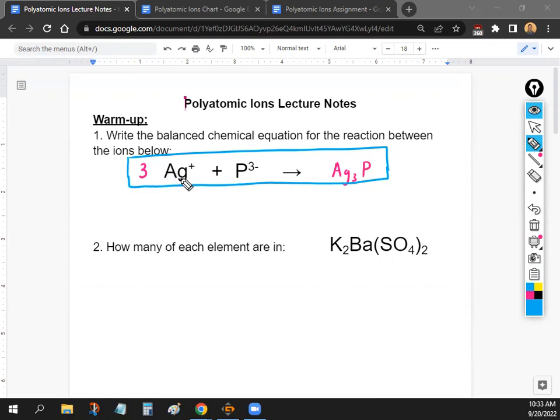Because you need 3 total Ags to balance out the P. So let me draw it out just to kind of help you guys visualize. If there's a 3 in the front, it means that there are 3 individual Ags kind of just hanging out like this. Okay. And then for P, you got a P3 minus. But when you write them together like this, that means they have combined together to create Ag3P. So there's 3 of them combined, and it's combined with the P right here. So this is one molecule. These are all separate ions kind of just floating around.